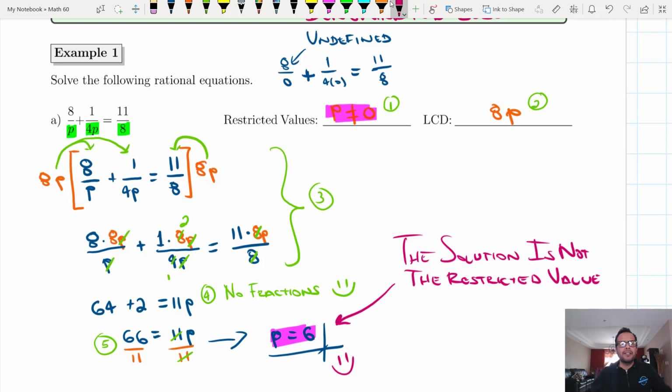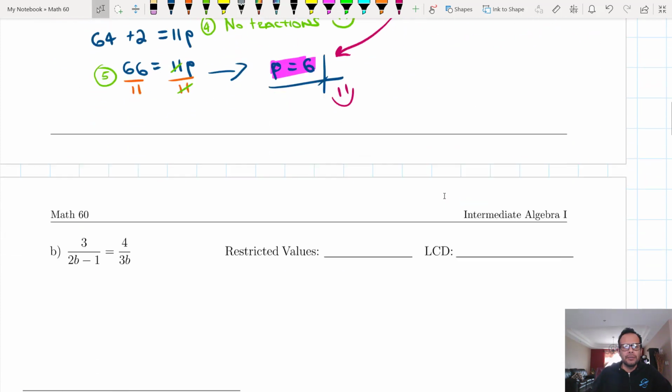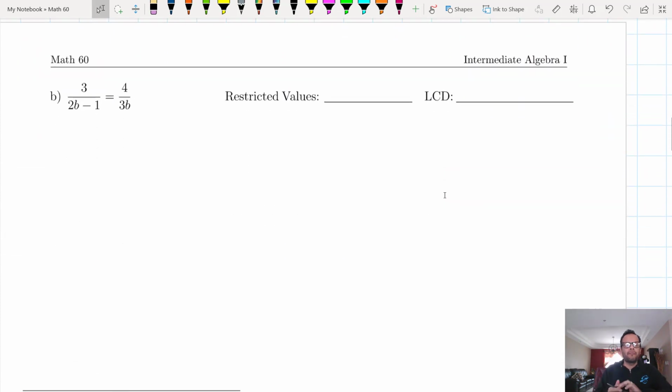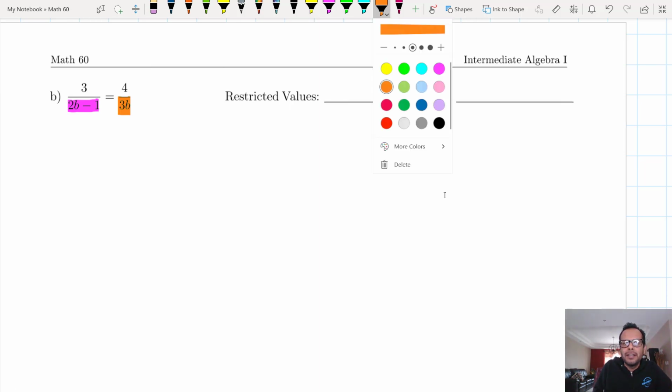All right, let's do a second example. We have the equation 3 divided by 2b minus 1 equals 4 divided by 3b. First of all, we need the restricted values. How do we find the restricted values? Let's first highlight the denominators. Highlight the first denominator and the second denominator. We have two different denominators.